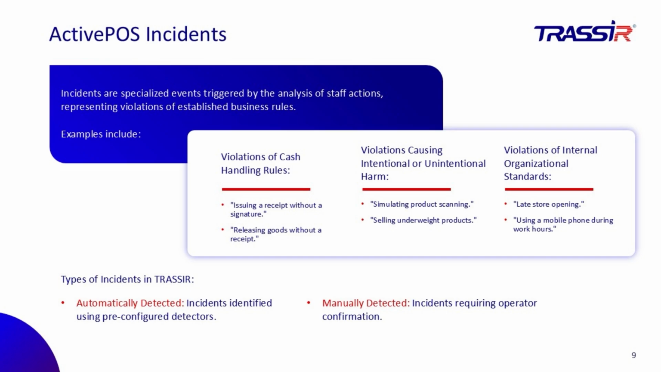Violations that cause intentional or unintentional damage to the organization or customers, imitation of product scanning, sale of goods with low weight, and others. Violations resulting from non-compliance with the organization's internal standards, late store opening, mobile phone use, and others. The following types of incidents are used in TRASSIR: automatically detectable incidents, which are detected using configured detectors, and manually detected incidents, which require the operator's participation to confirm.